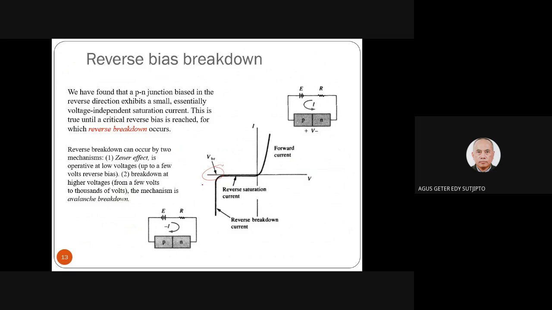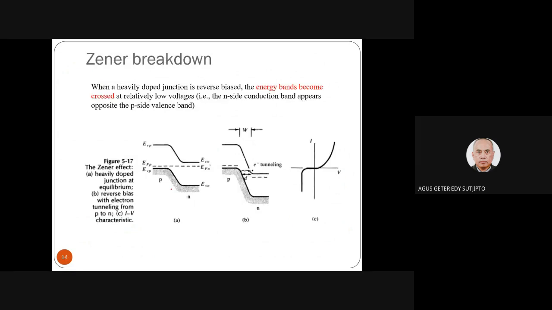So there are two kinds of reverse breakdown. This is the Zener effect, operative at low voltage, up to a few volts of reverse bias, and the second one is breakdown at higher voltage, where the mechanism is the so-called avalanche breakdown. So the illustration of Zener breakdown is like this one. If we have equilibrium between P and N semiconductor, we join them together. So this is the illustration.